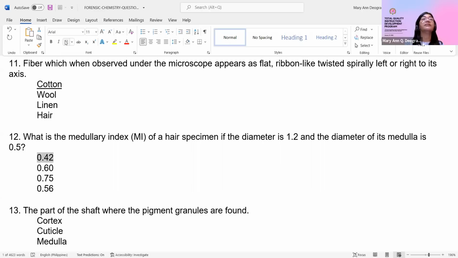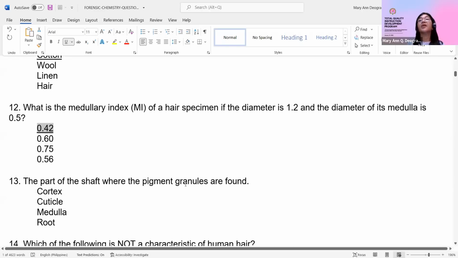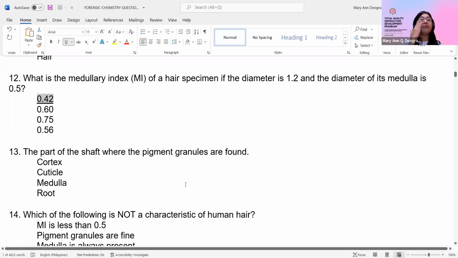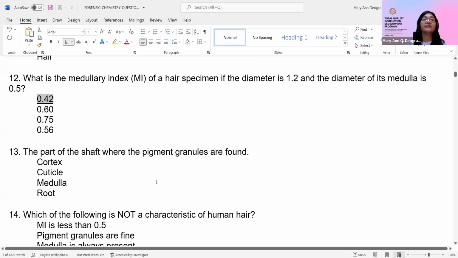Number 13. The part of the shaft where the pigment granules are found. What's the answer? Do you know this? Let's check the chat box.